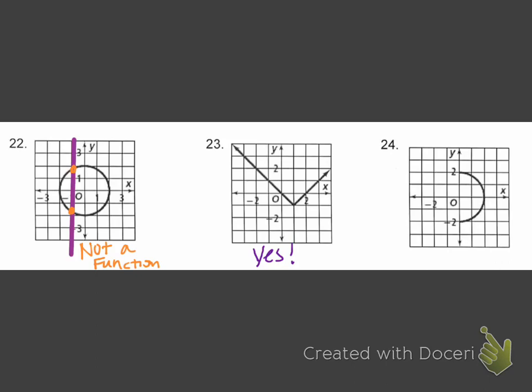All right, our final graph, number 24. If we use our vertical line test and we scan across, we see that at a couple different places here, we're touching the graph at two spots for the one y value at 1. We're also touching two places at 0 and the x value is 0. And so this means we are not a function.